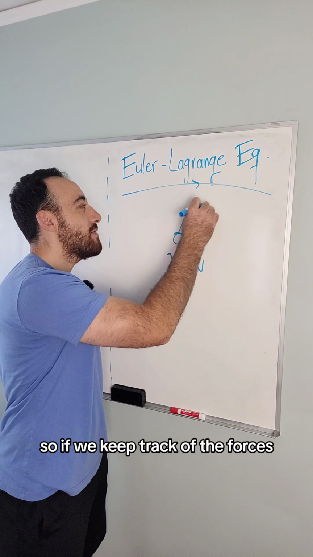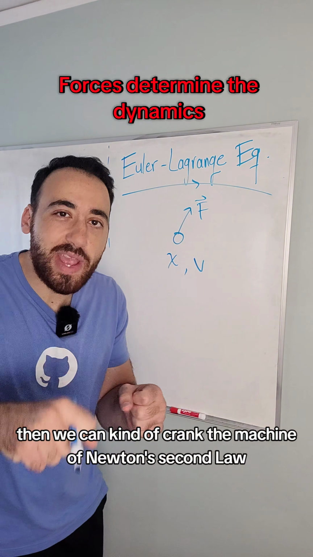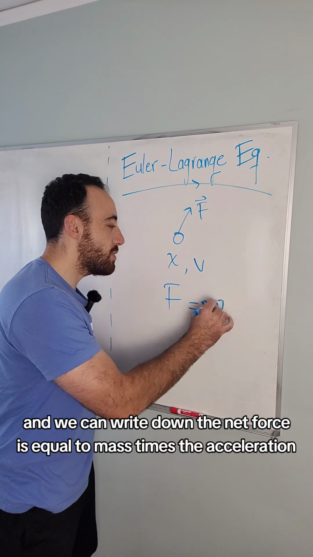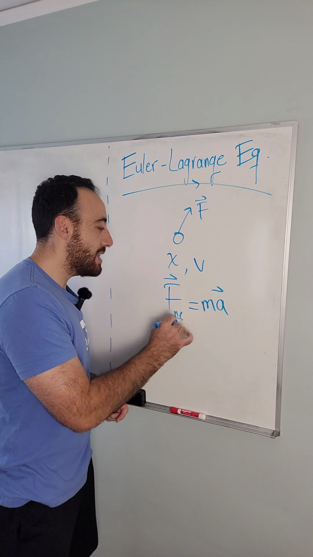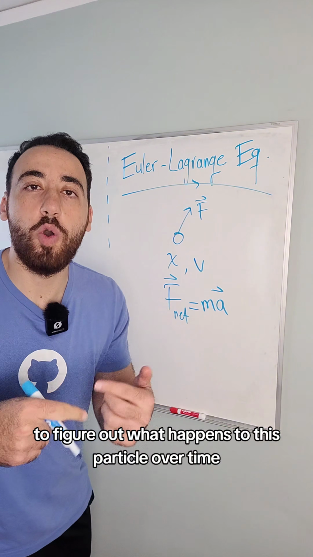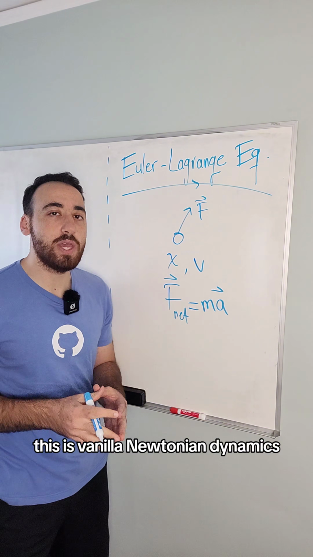So if we keep track of the forces, then we can crank the machine of Newton's second law, and we can write down that the net force is equal to mass times the acceleration. And then you can just try to solve this equation to figure out what happens to this particle over time. This is vanilla Newtonian dynamics.